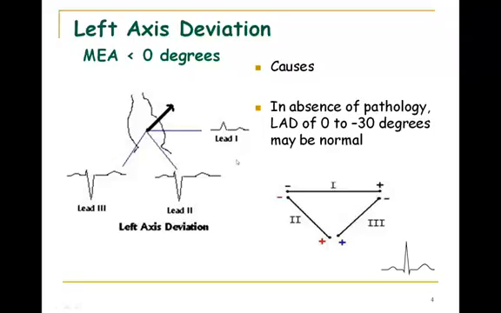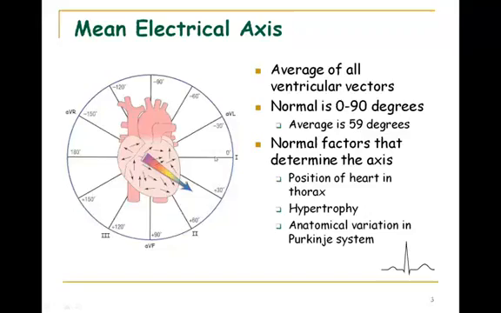Well, a left axis deviation means that the vector is running, here's where 0 would be, it's running up to the left. It's in that negative range. So, in mean electrical axis, I'm going to show you here, it'd be less than 0, and it actually goes up to minus 90 degrees. This would be going to someone to your left, a left axis deviation.